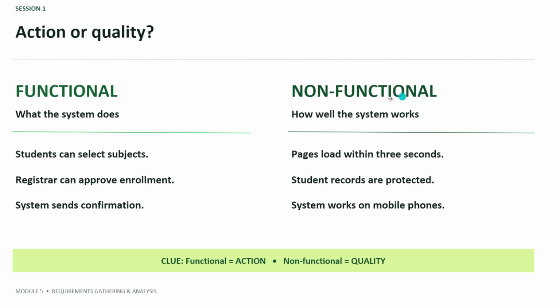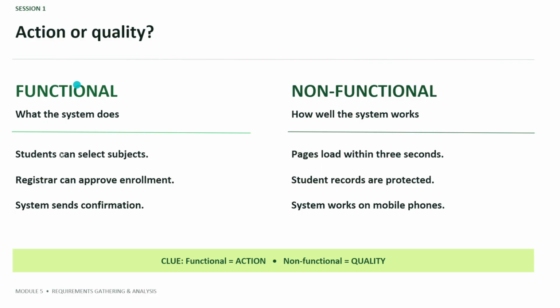When we say non-functional, how well the system works, it is basically the effect from the features that you have here. It doesn't require any interaction, but rather it is the effect from the functional action that has occurred. So let's say, for example, when we select a subject, the page loads within 3 seconds. That is a non-functional requirement. Okay, it doesn't require an interaction. It just shows how well the system works.